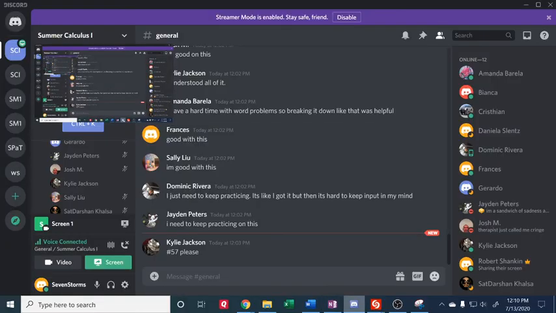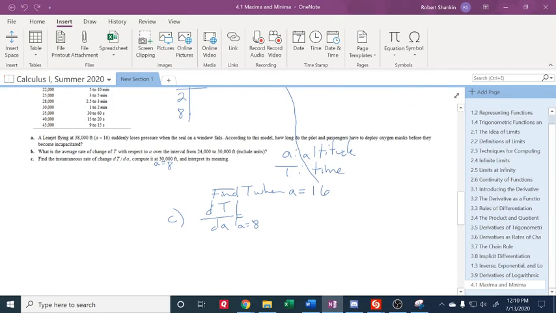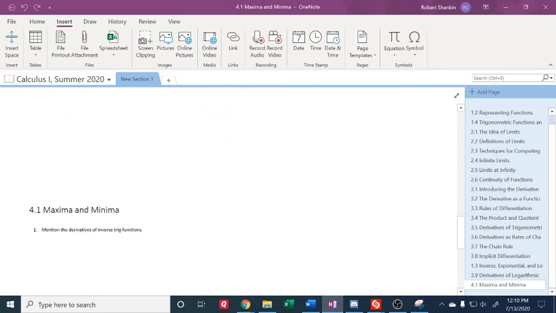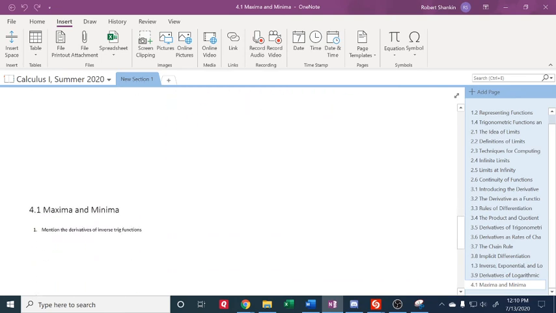And let's see, any other problems anybody wants me to look at? All right, if no other questions, we can go right into the new section. Maxima and Minima.